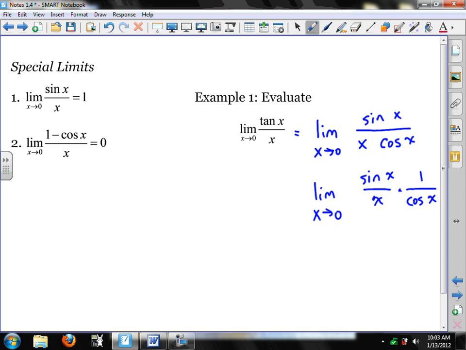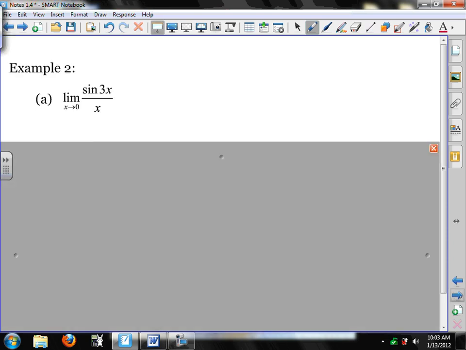So based on the special limit over here, number 1, the limit as x approaches 0 of sine x over x, this part's all going to go to 1. And make sure you plug in 0 into the rest of it. The limit as x approaches 0 of 1 over cosine x. Cosine of 0 is also 1. 1 times 1 is 1. So the limit as x approaches 0 of tangent x over x is 1.